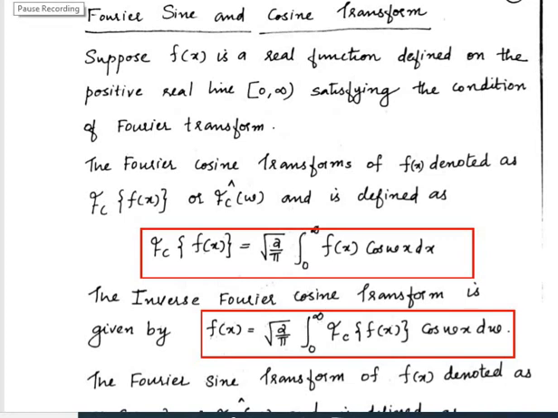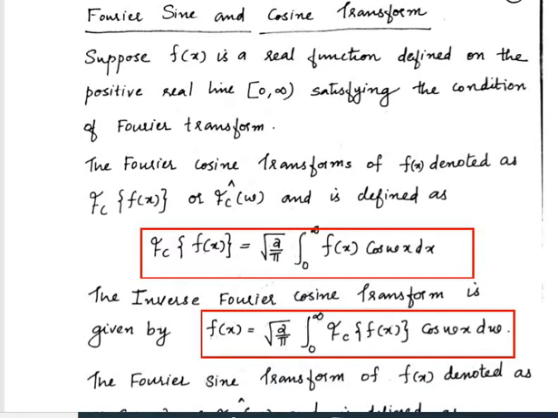Hi students, this is the fifth lecture of Fourier integral and transform. In the previous lectures we have learned Fourier sine integral, cosine integral and Fourier transform. In this lecture we are going to learn Fourier sine and cosine transform.